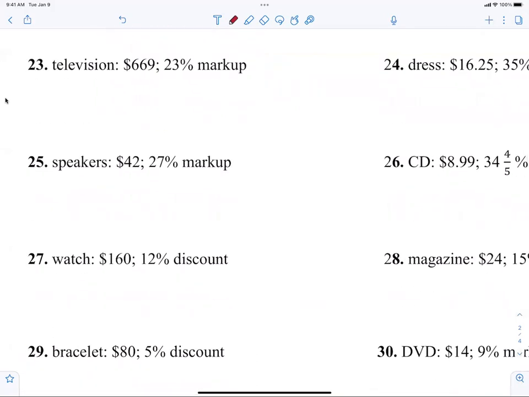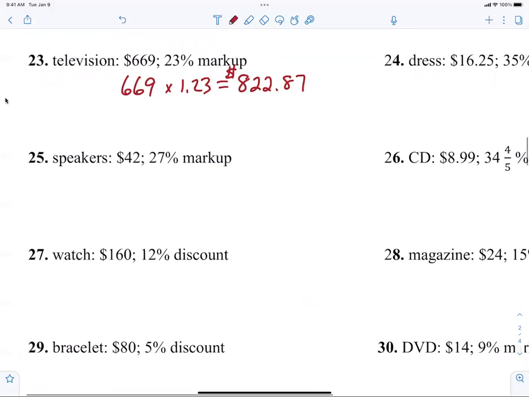All right, so we have next 23. Max, number 23. And so 23% is 123%. Good. 669 times 1.23 is equal to 822.87. Very nice. Very, very nice.